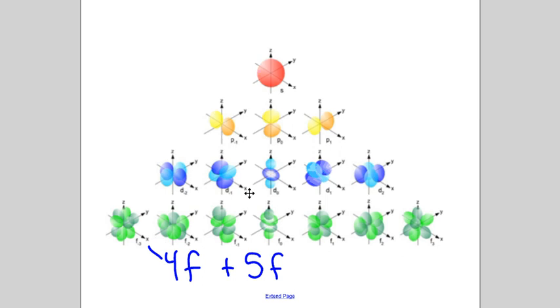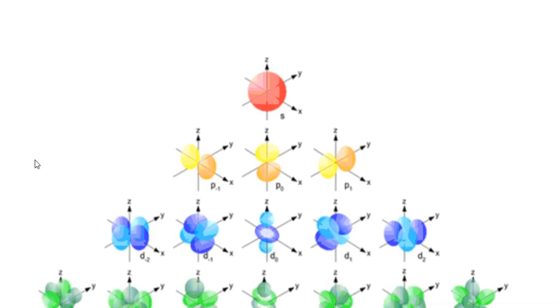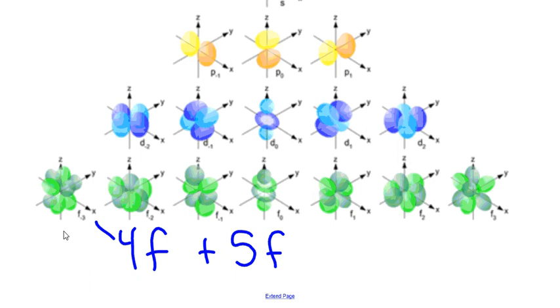And then last but not least, it's kind of hard to see it here, and I'll zoom in a little bit. So there's the S shape, P, D shapes, and down here you have these funky F shapes. Don't worry about the shapes, particularly for D's and F's. They're very odd, and it's not really anything you need to know shape-wise so much. But F's, you can have 4F and 5F, and that is it. So that cuts out 1 through 3 and 6 and 7.